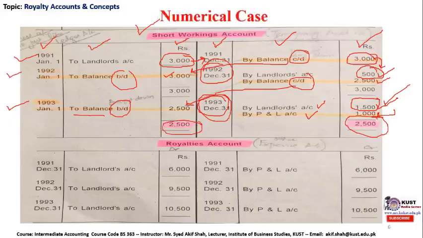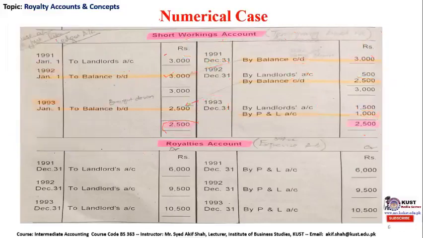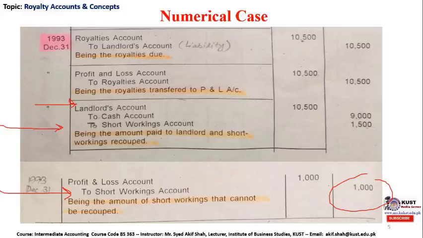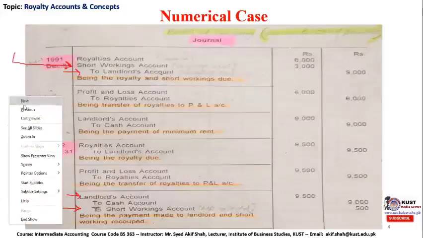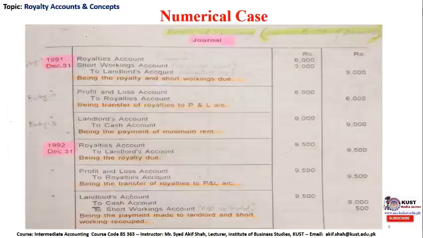Now let's discuss the royalty account, how to make this royalty account. For this purpose, you have to go back to the journal entries and find out where the royalty account was getting debit and when the royalty account was getting credit entry. So we can see that the royalty account was getting a debit entry in its first year. It was debited by 6000. It was once again credited in the second entry by 6000.